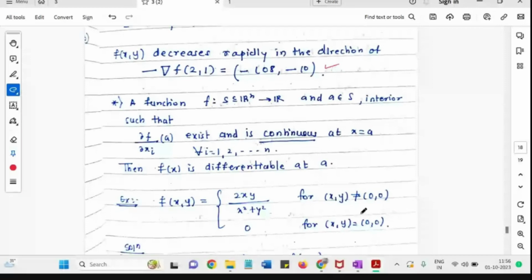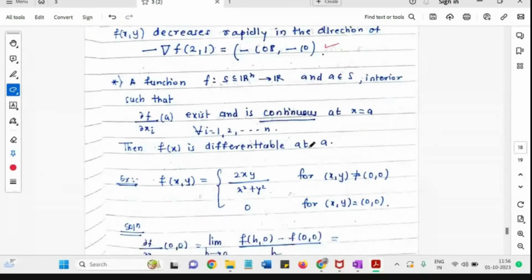Here is a very popular result, which says that if I have a function f from Rⁿ to R, and a is an interior point, and if all the partial derivatives exist and are continuous, I can say that the function is differentiable. However, the converse is not true. If a function is differentiable, the partial derivatives may not exist, or if they exist, may not be continuous. Towards the end, we have an example here.